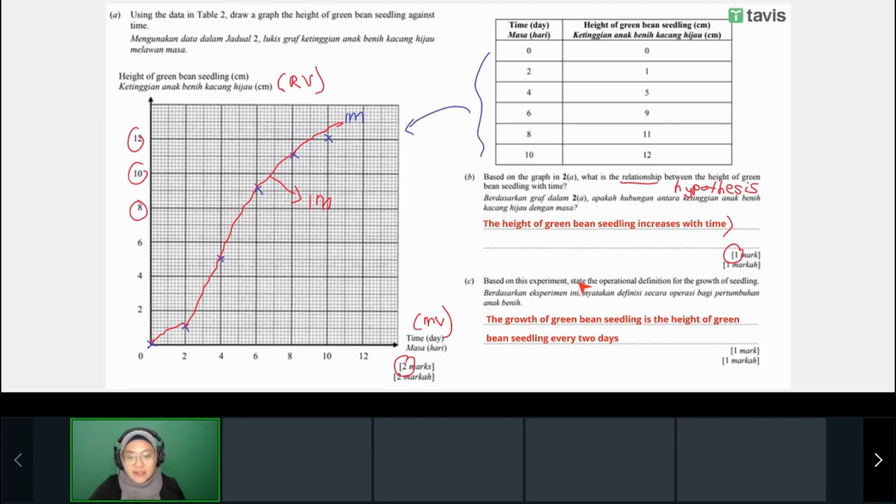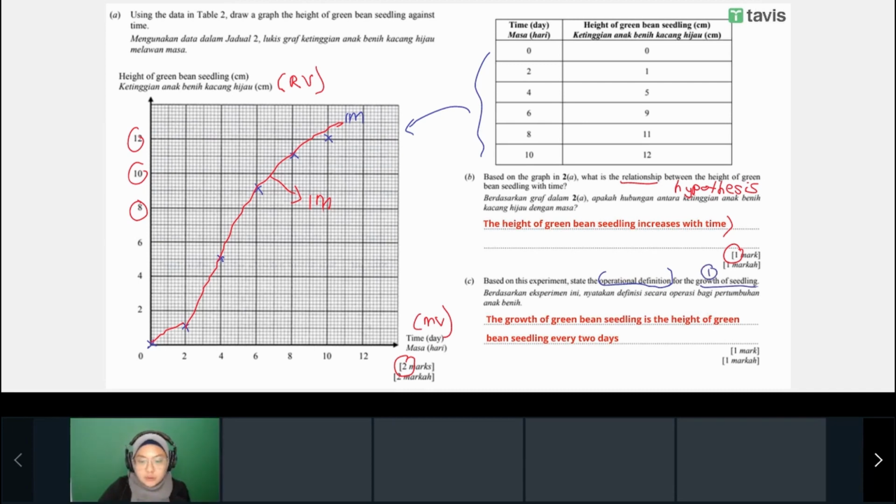Based on the experiment, state the operational definition for the growth of the seedling. Usually, students are scared to answer this kind of question. Operational definition. Why are you scared? I have another tip for you. Okay, if the question is asking you about the operational definition, or operasi secara definisi, what you can do is take what they ask. They ask about the growth of the seedling.